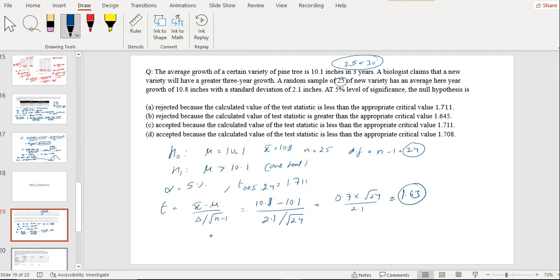Now clearly this value is smaller than the critical value, because it is a right tail test. 1.711 is the critical value, this is the acceptance region, and this is the rejection region. So because the value 1.63 falls in the acceptance region, we are going to accept the null hypothesis, because the calculated value of the test statistic is less than the appropriate critical value 1.711. So the correct answer is option C only.